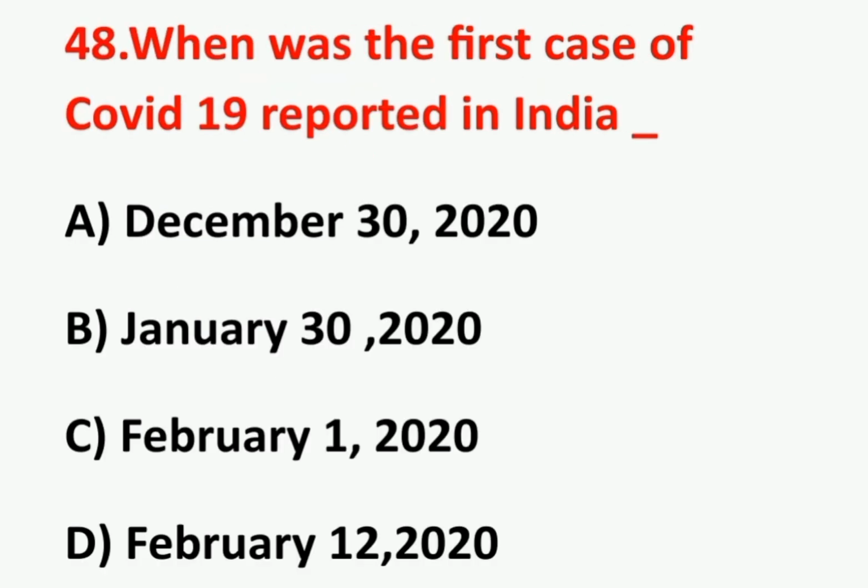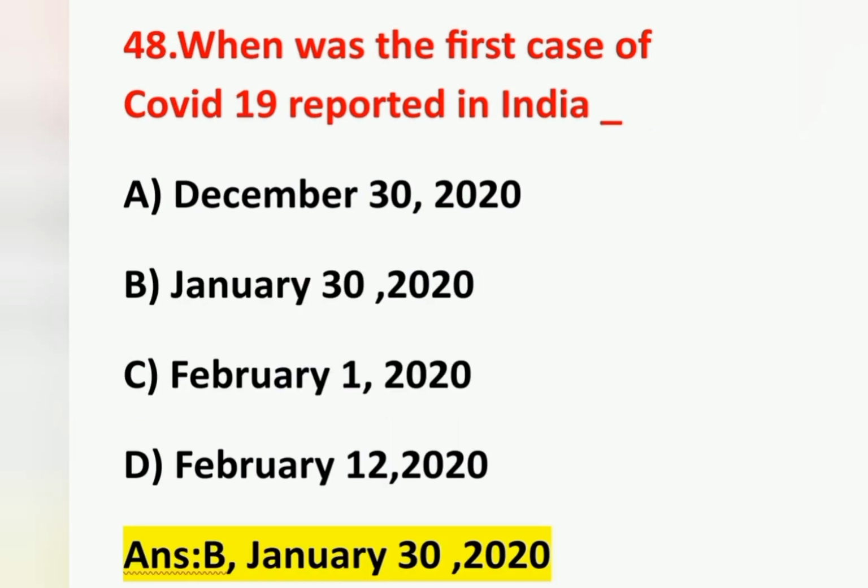And the next question, when was the first case of COVID-19 reported in India? And options, option A December 30, 2020, option B January 30, 2020, option C February 1st, 2020 and option D February 12, 2020. And the correct answer is option B. As we all know, option B January 30, 2020 is the correct answer.